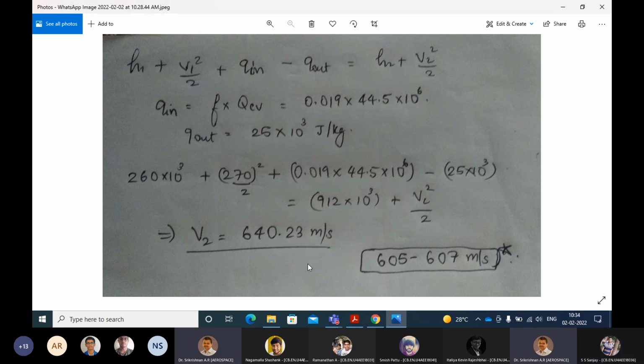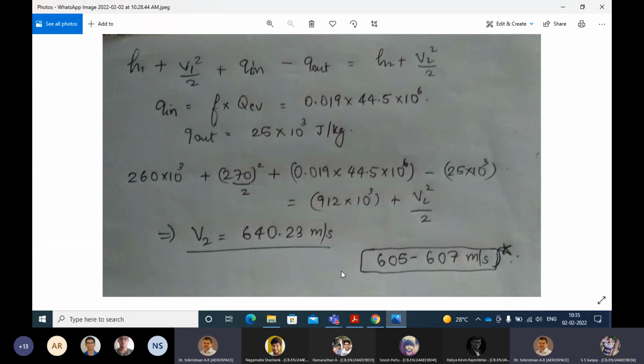H1 plus V1 squared by 2 plus Q in minus Q out is equal to H2 plus V2 squared by 2, and Q in is equal to f into CV. The steps look okay to me. If you are not getting it, you just send it to me. I will also try. Okay, sir. The range is 605 to 607, but the way that you have written the energy equation, H1 plus V1 squared by 2 plus Q in minus Q out is equal to H2 plus V2 squared by 2, that looks okay to me actually.